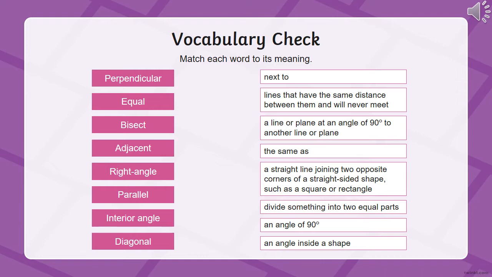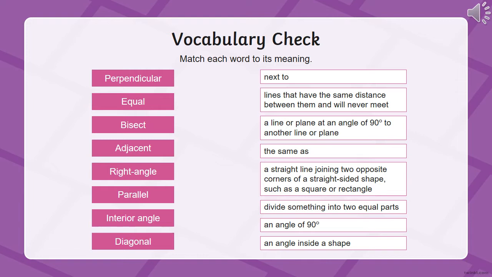We have the words perpendicular, equal, bisect, adjacent, right angle, parallel, interior angle and diagonal. Pause the video, write these in your book and see if you can match the correct meaning to the correct word. Let's see how you did.